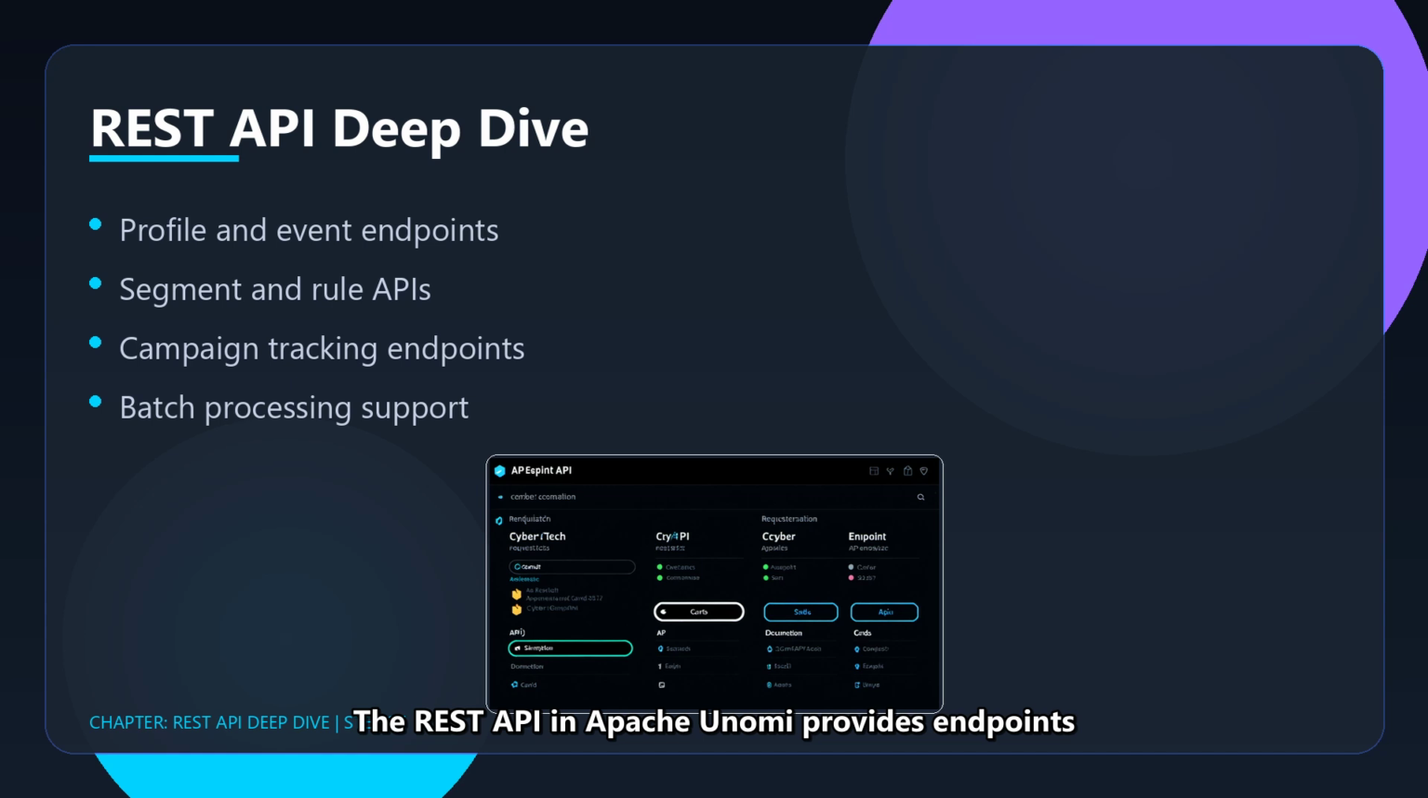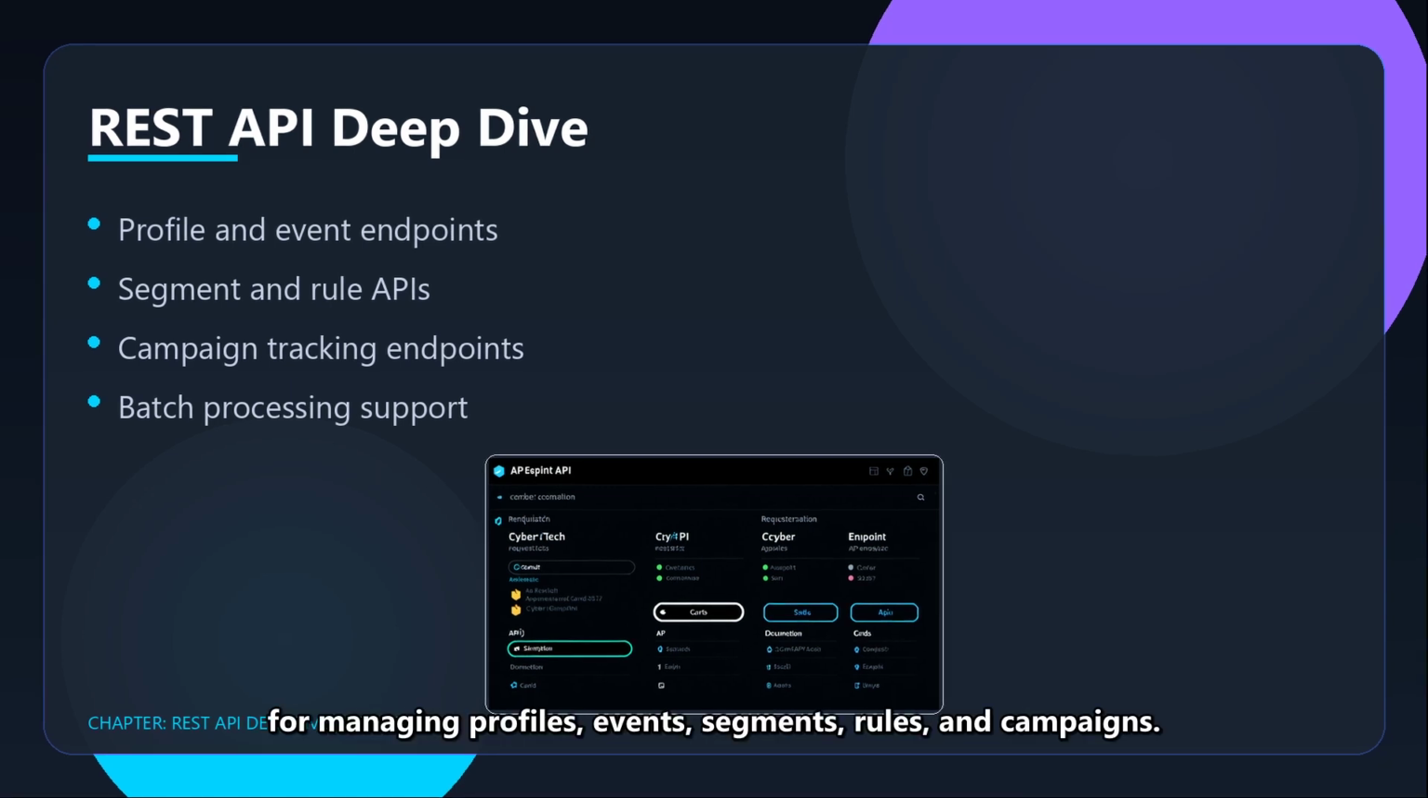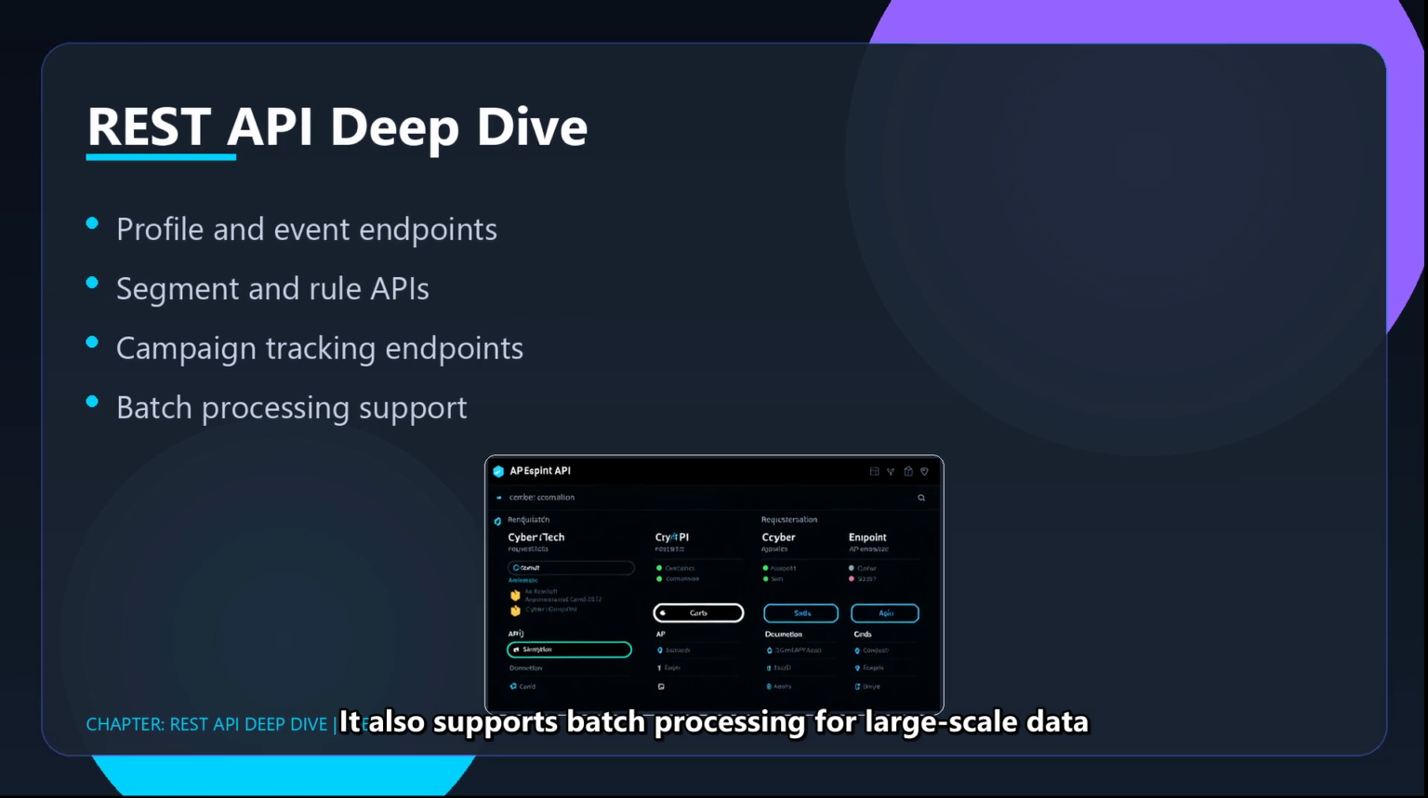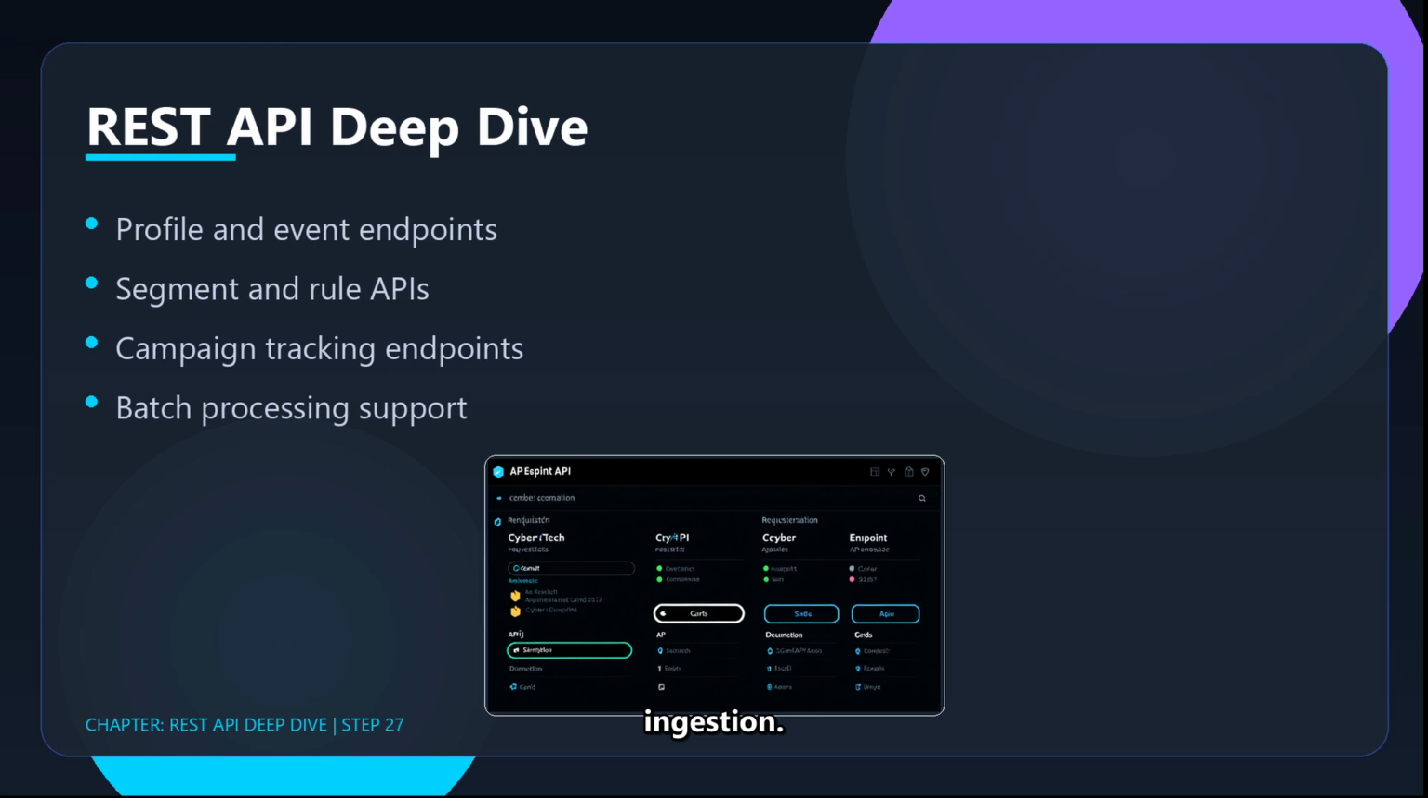The REST API in Apache Unomi provides endpoints for managing profiles, events, segments, rules, and campaigns. It also supports batch processing for large-scale data ingestion.